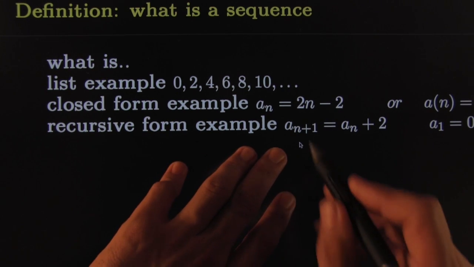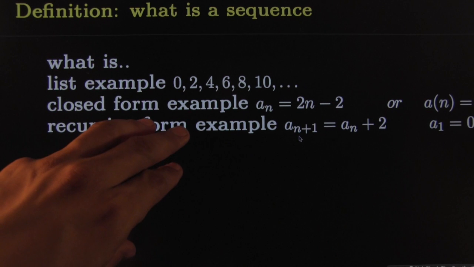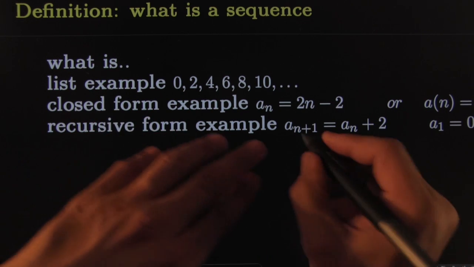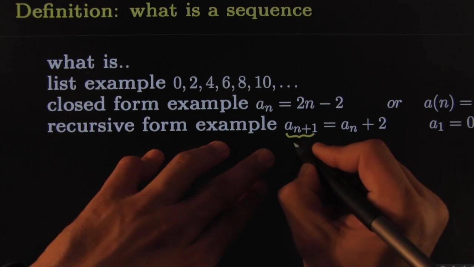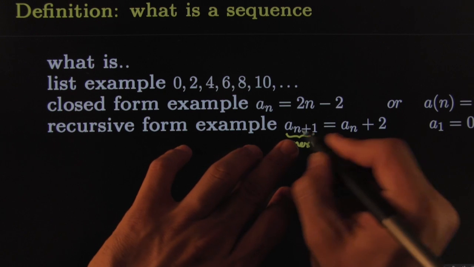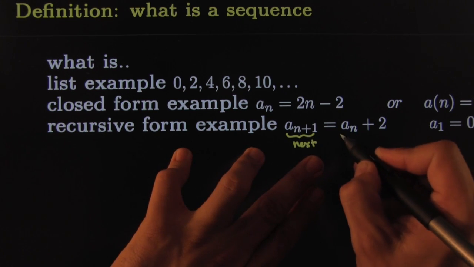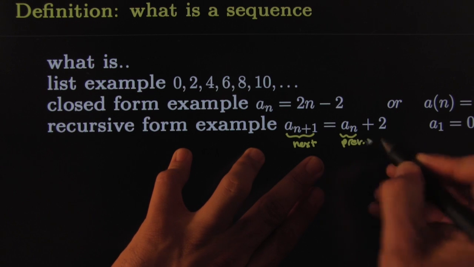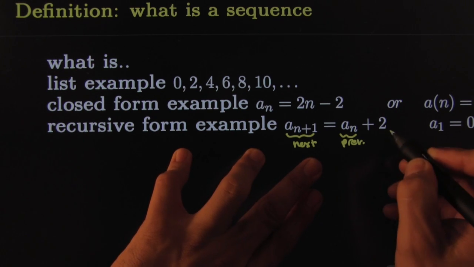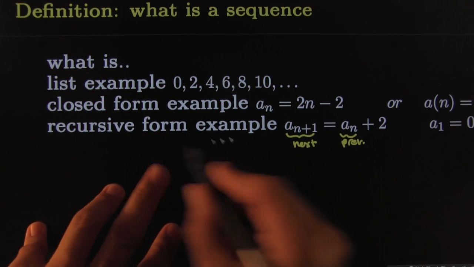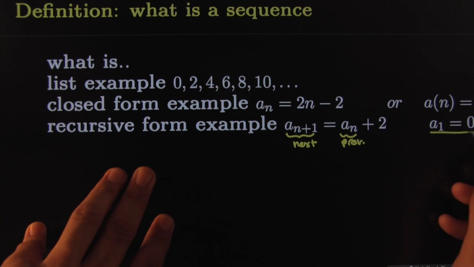Or said differently, you could read it this way. You could say the next term, and by next I mean the one after n, because you see it has the subscript n plus 1. The next term is equal to the previous term plus 2. And when they give you the recursive form, it's always important that they give you a starting point, otherwise you'd never know where to start.